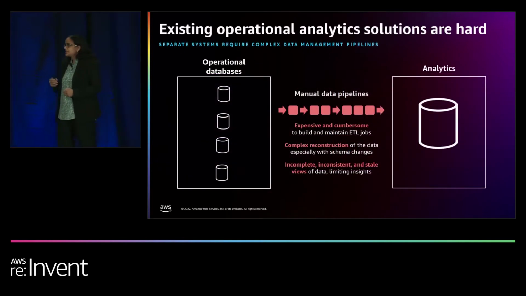Today, to enable operational analytics, you have to build and manage pipelines to take the data out of operational databases and load it into an analytics system. Building and managing pipelines is expensive, cumbersome, and most importantly, they can be error-prone, leading to delays in getting access to the data. This can also lead to incomplete and inconsistent views of the data. And another common problem is that anytime the source system schema changes, reflecting that on the analytics side is a complex task. It again requires manual intervention.